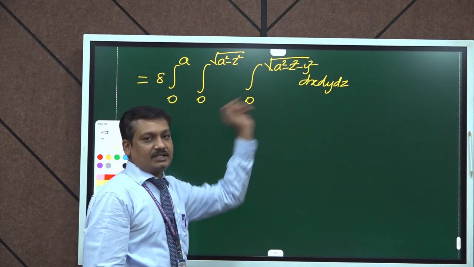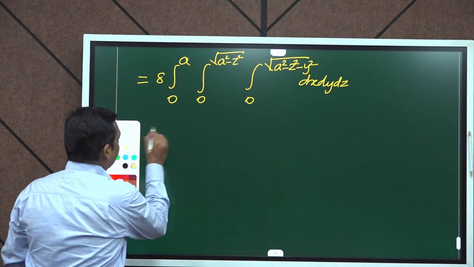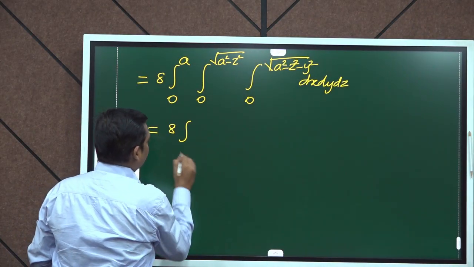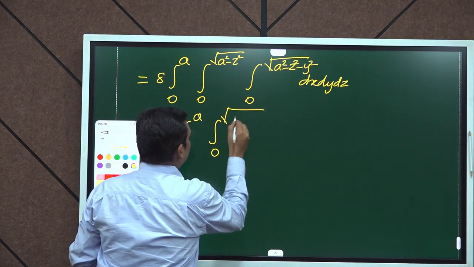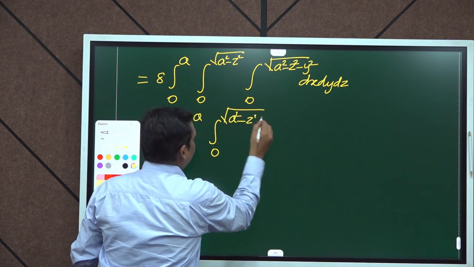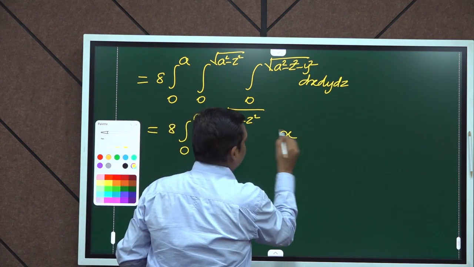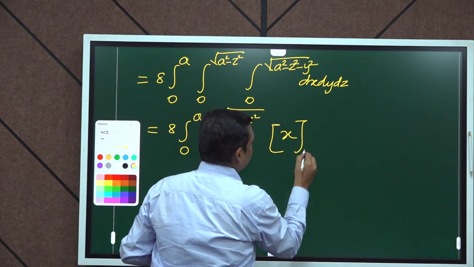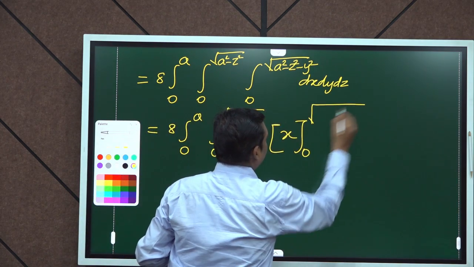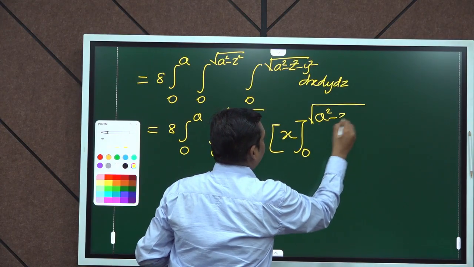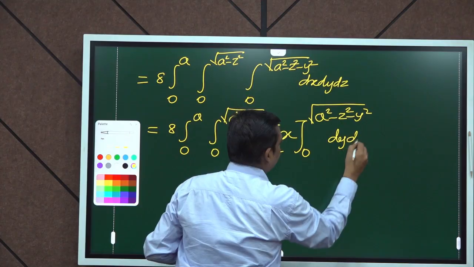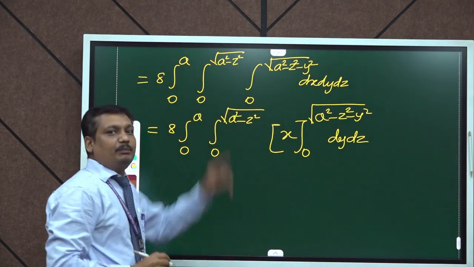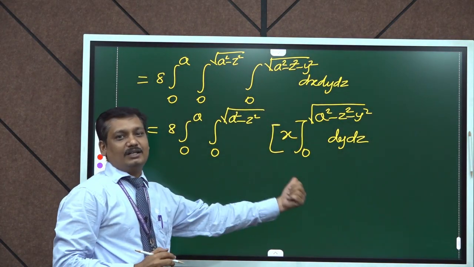Now integration with respect to x. So the result is 8 into integral 0 to a, integral 0 to root of a squared minus z squared. Now integration of this result dx is x. So x from 0 to root of a squared minus z squared minus y squared, dy dz. Now applying upper limit and then lower limit.